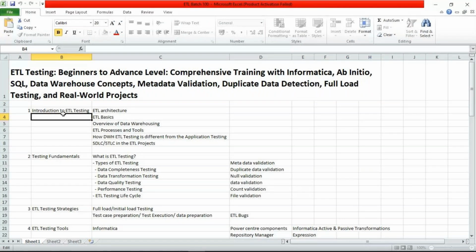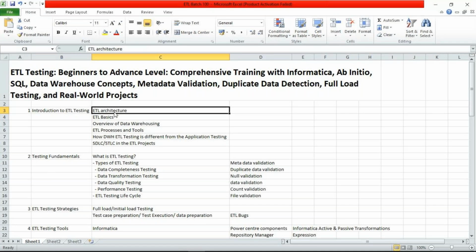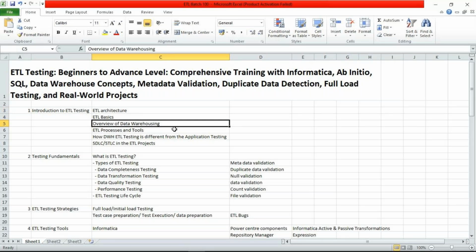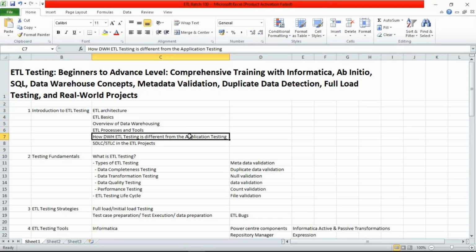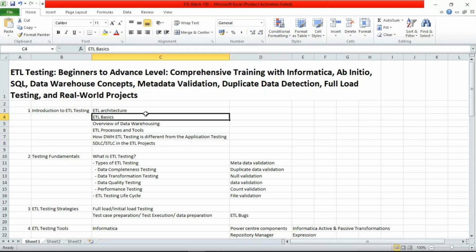So the first lesson will be an introduction to ETL testing. What we will introduce is ETL architecture, ETL basics, overview of data warehousing, ETL processes and tools, how data warehouse and ETL testing is different from application testing or software testing, and SDLC and STLC in projects. So in ETL architecture, we will see what ETL is. We'll define ETL: extract, transform, load. What is extraction, what is transformation, what is loading. All such things we'll understand in ETL architecture.